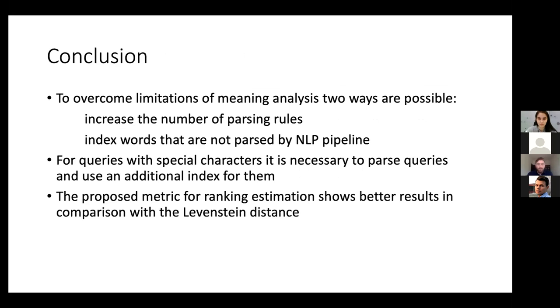The search carried out shows the issues of semantic search. The lack of complete natural language processing leads to limitations that can be overcome by increasing the number of parsing rules, as well as indexing words that are not parsed by the natural language processing pipeline. To process queries containing special characters, it is necessary to parse the queries, as well as use an additional index for phrases with quotes, fuzzy, and other types of queries with modifiers. It was also shown that the proposed metric for ranking estimation shows better results in comparison with the Levenshtein distance.